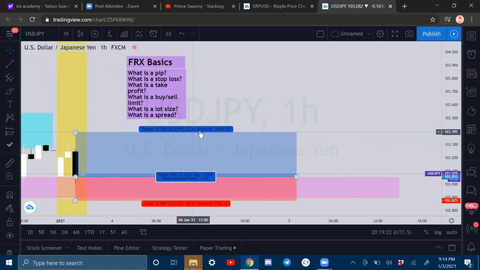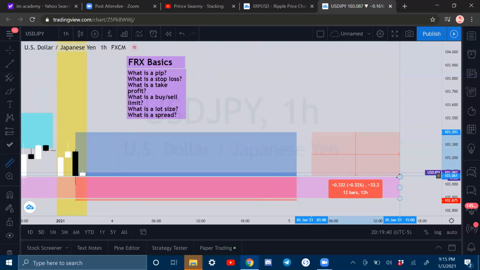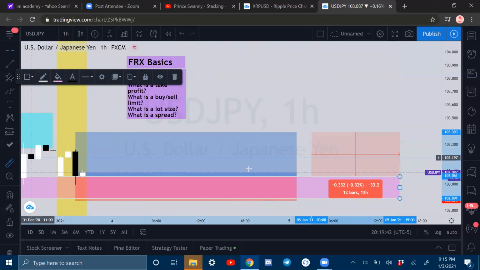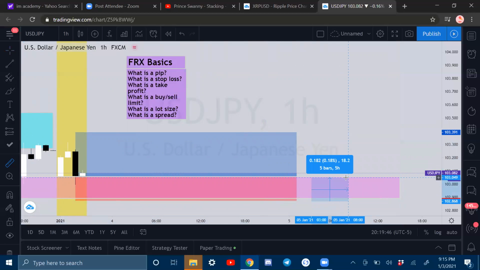So this is 33 pips, this blue section here. I use my ruler to show you. All right, so 33 pips. You can see it right there in the white, in the box I've used right here, 33 pips. Right, so that's my reward, and this is my risk. So about 18 pips I'm looking to risk.